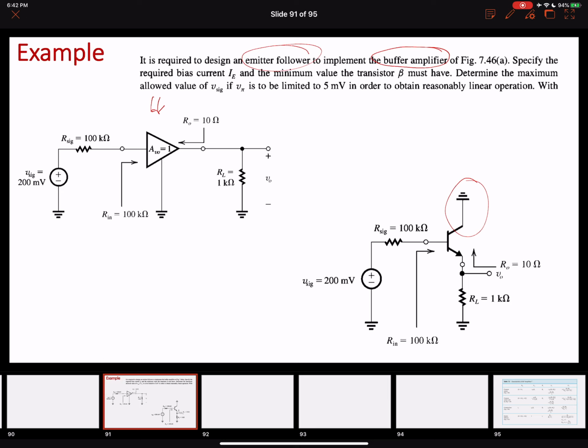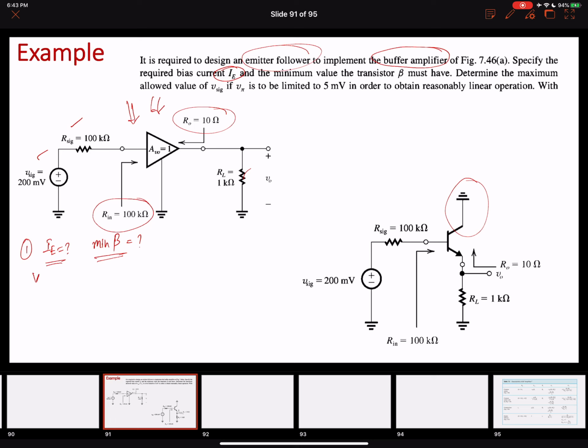We want to specify the required bias current, right? So we want to find out the value of the emitter current and the minimum value of beta that we should have for this circuit, given the resistances that we are connecting externally. In order to design this circuit as a buffer amplifier, we want to find the emitter current and the minimum beta to make sure that our output resistance R naught should be 10 ohms and our input resistance should be 100 kilo ohms.